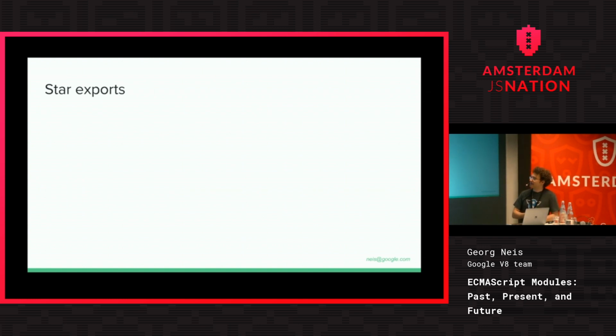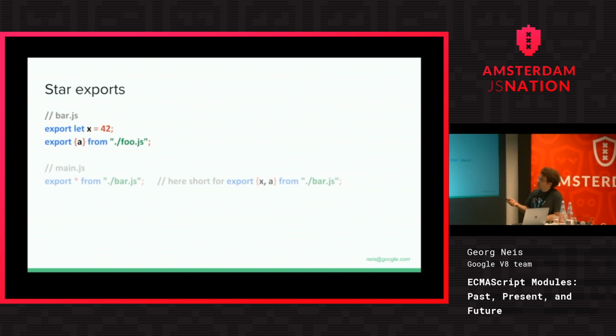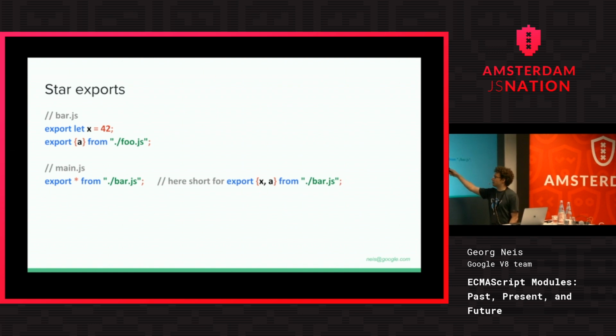So star exports means you're exporting everything from another module. Here's an example. We have a module bar.js that exports X and A. And in main, we can say export star from bar.js, so export everything from bar.js. And in this example, this is equivalent to exporting X and A. So just looking at the module that does the star export, you don't know what gets exported, but when you look at the other source code, you will know.